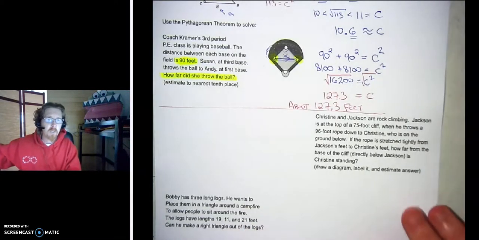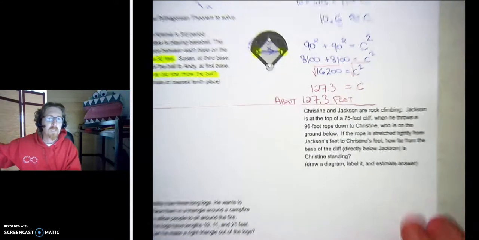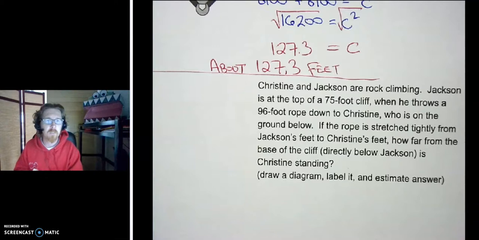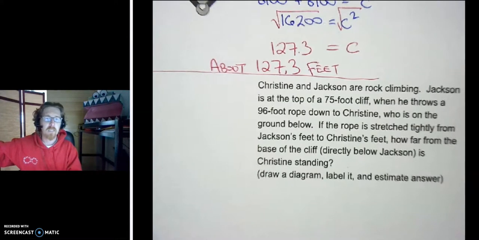Christine and Jackson are now rock climbing. Jackson is at the top of a 75-foot cliff, and he throws a 96-foot rope down to Christine, who is on the ground below. If the rope is stretched tightly from Jackson's feet to Christine's feet, how far from the base of the cliff is Christine standing?